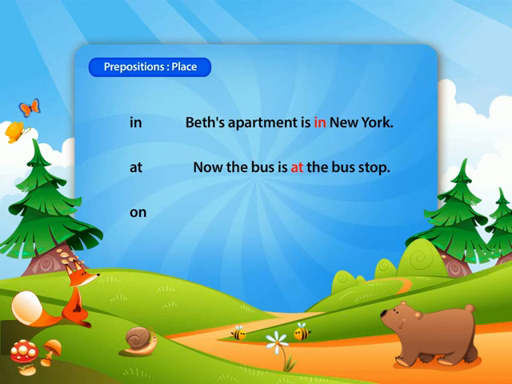Third, for people and objects that are on the surface of something, you use on. For example, there is a computer on my desk.